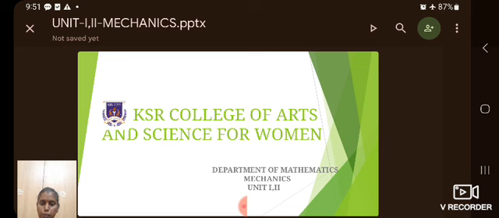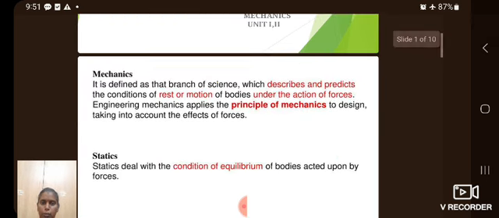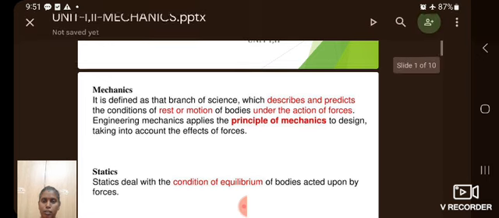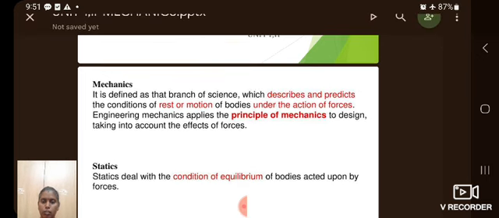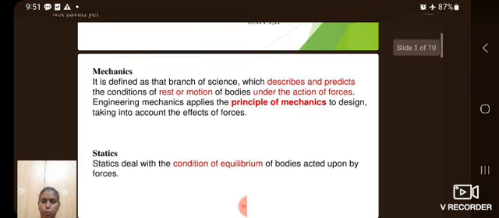Now we will see Mechanics, Unit 1 and 2. Mechanics is defined as that branch of science which describes and predicts the conditions of rest or motion of bodies under the action of forces. Mechanics is divided into two types, statics and dynamics. Here statics deals with the condition of equilibrium of bodies acted upon by forces.